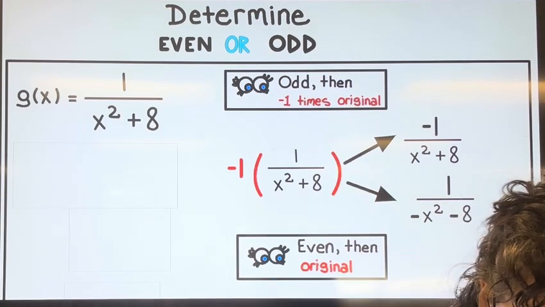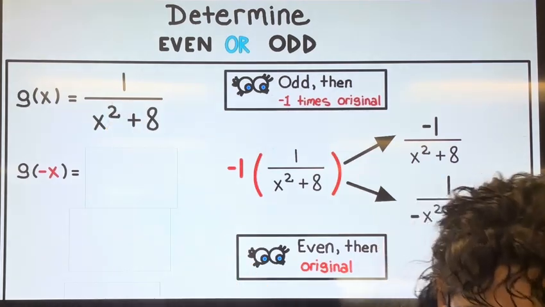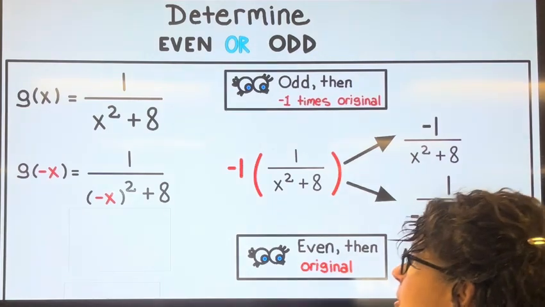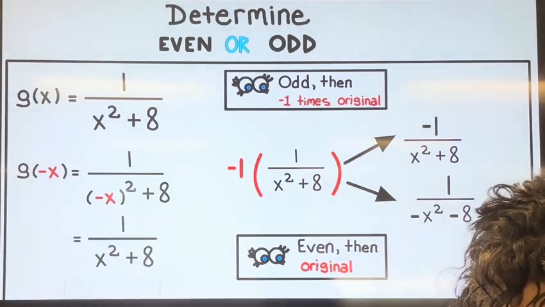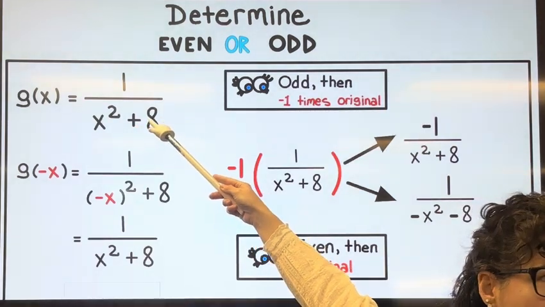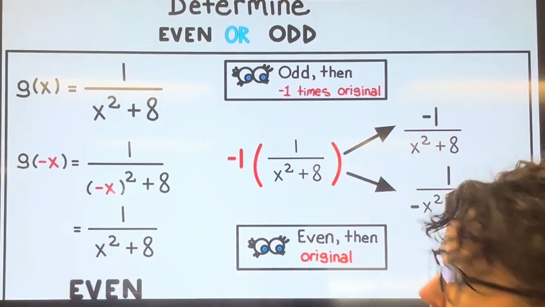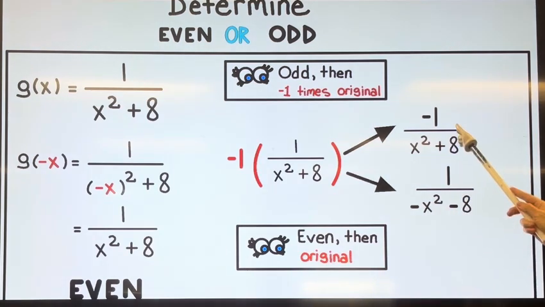Okay, so let's perform the test. Replace every x with -x. So replacing that x with -x. Then let's simplify. -x multiplied by -x is x squared, and we are right back to the original. So since it looks like the original, this function is even. But if it would have looked like either one of those, it would have been odd.